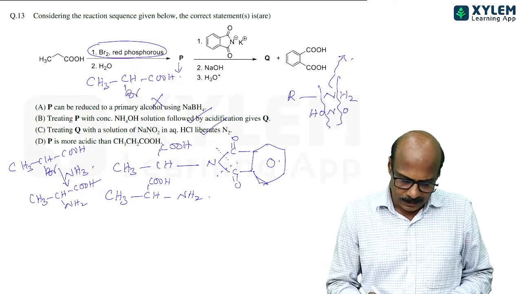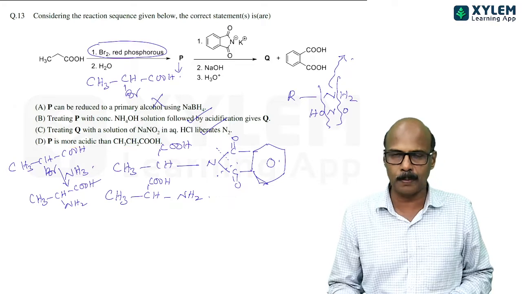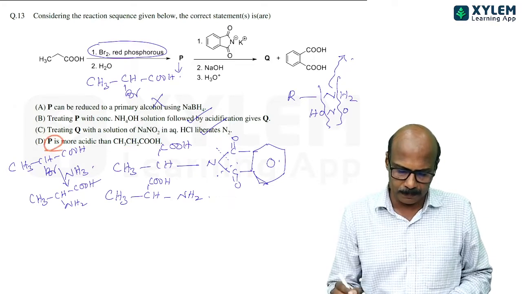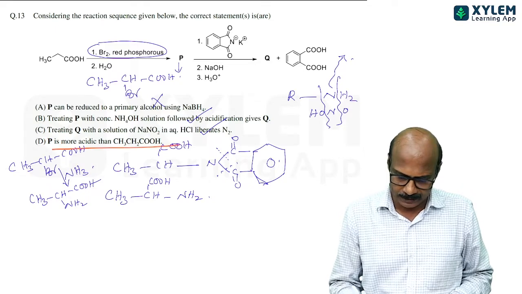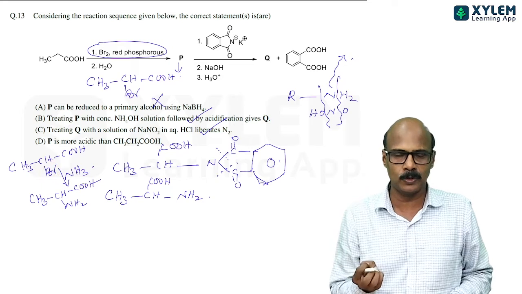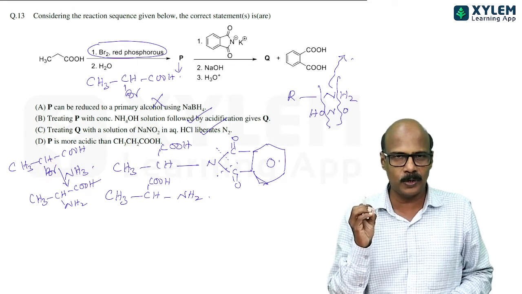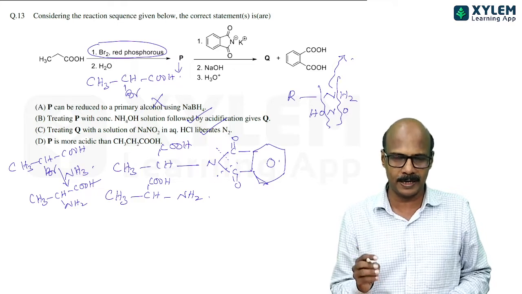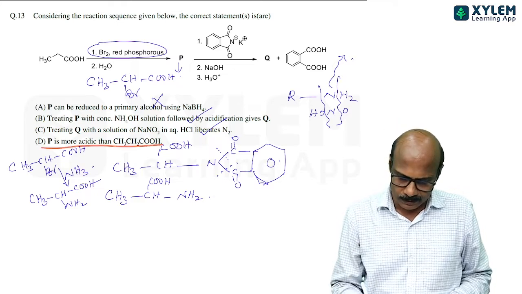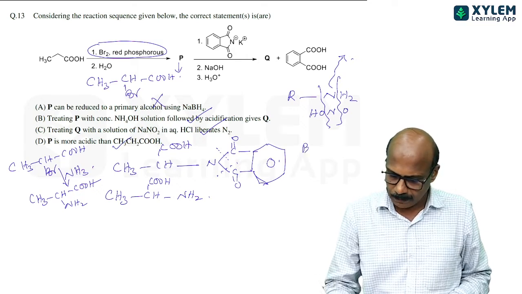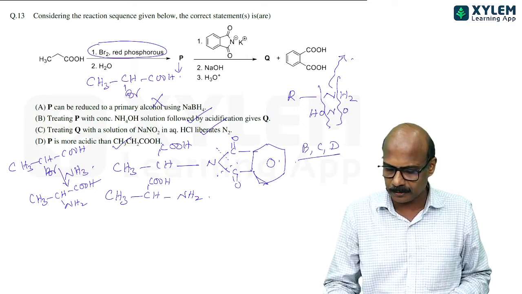They say D is more acidic than propanoic acid. P is more acidic than propanoic acid. Clear? Because bromine possesses a minus I effect. All alpha halo acids possess greater acidic strength than the parent acid. So, P is more acidic than propanoic acid is also correct. So, B, C, D options are correct.